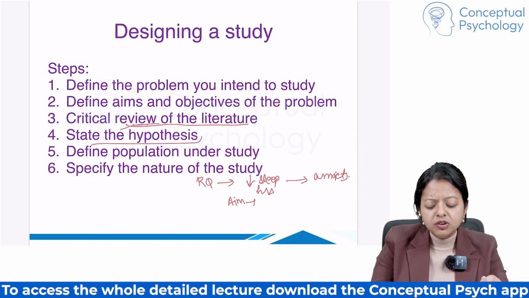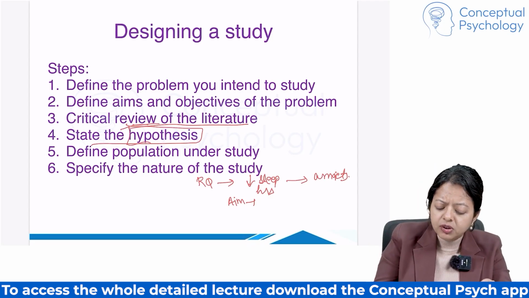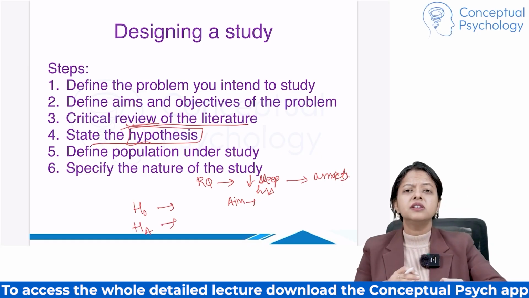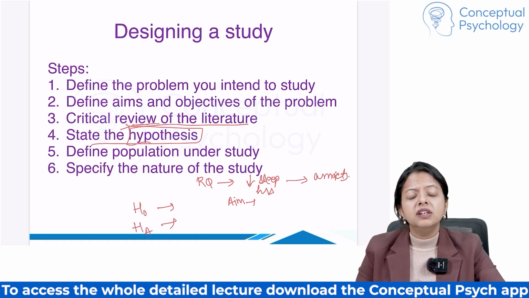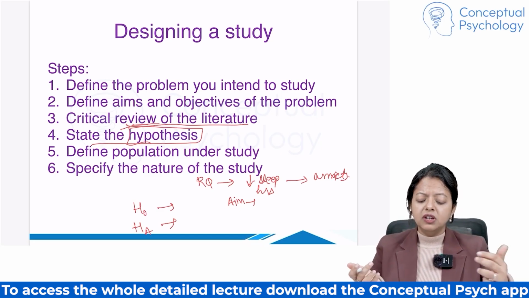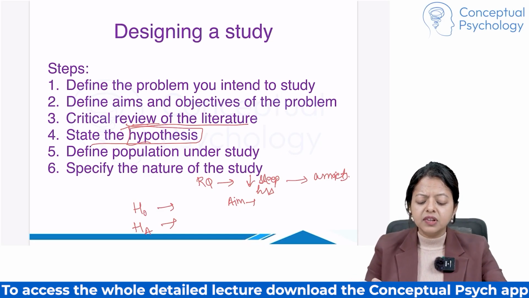Now state the hypothesis of your research. So null hypothesis is of no difference, and alternate hypothesis, yes, there is a significant difference in the anxiety scores of the people with less sleep as compared to the people who have adequate or more sleep. Okay, so that is your alternate hypothesis.